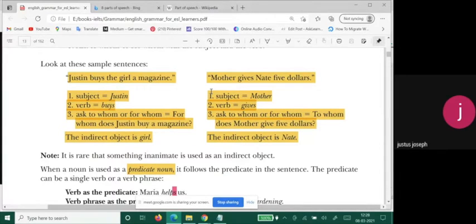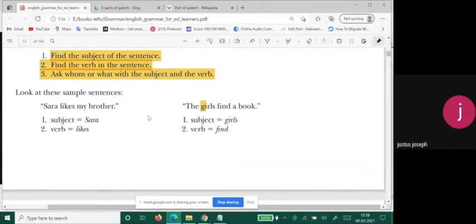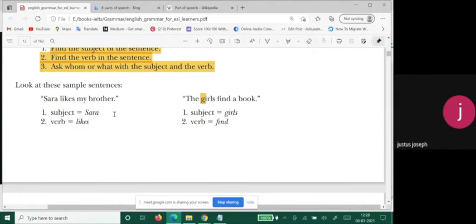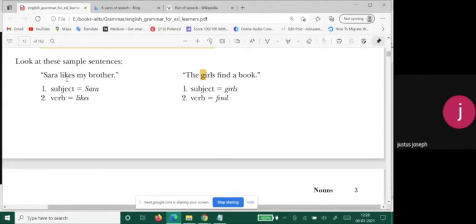Whenever you look at a sentence, let's look at this sentence now. Sarah likes my brother. What are the elements? Sarah is the subject, likes is the verb, my brother is the object, right? The girls is the subject, find is the verb, a book is the object. A very simple way to find an object is to ask, what did Sarah like? Brother. What did the girls find?